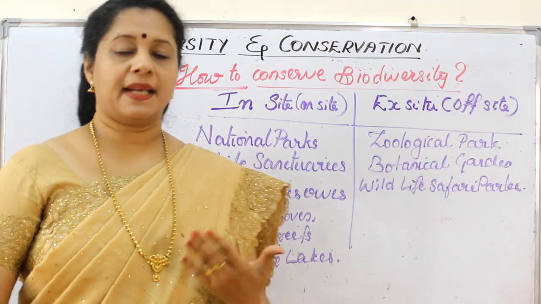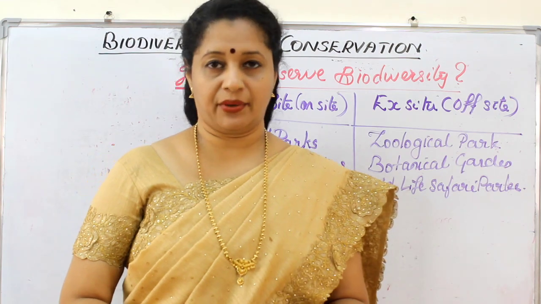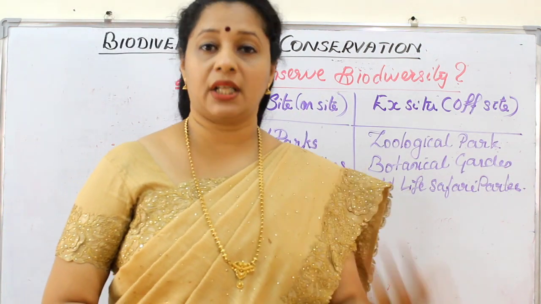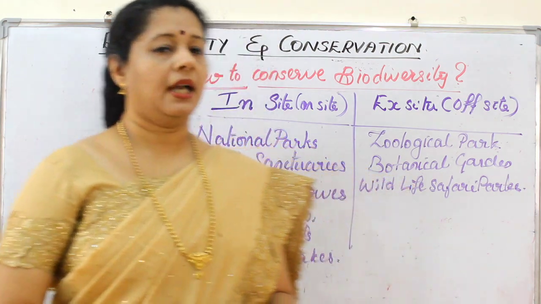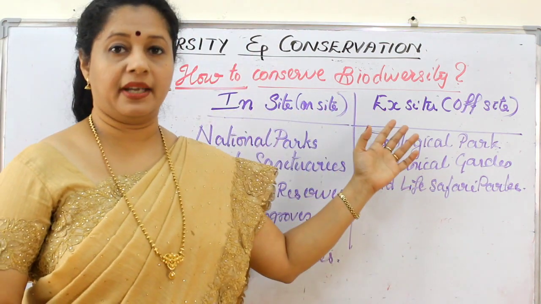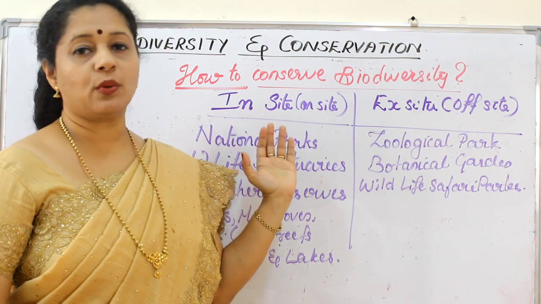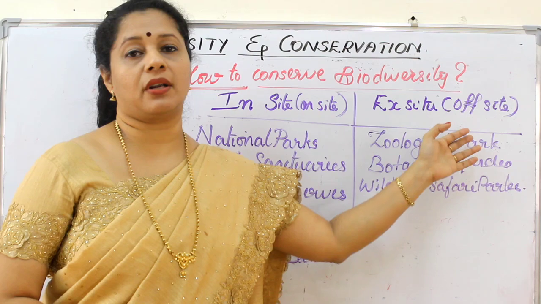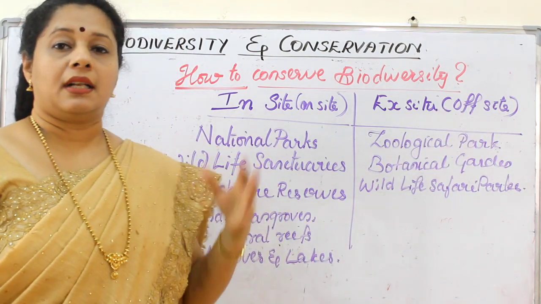Since we are convinced of the need for conserving biodiversity, now we will look at how to conserve biodiversity, or what the ways of conserving biodiversity are. Basically, there are 2 ways of conserving. One is called in situ conservation or on-site conservation. The other one is ex situ conservation or off-site conservation. Let's see one by one.